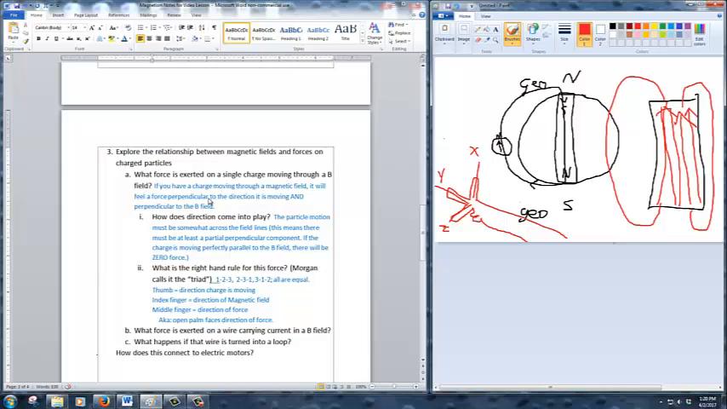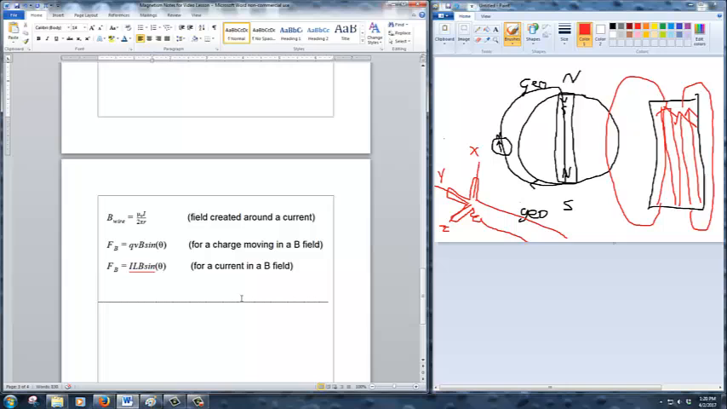What force is exerted on a single charge moving through a B field? So again, it has to be cutting across the magnetic field, and the equation for this, if we zoom down to here, is magnetic force is QVB sine theta. So Q is the size of the charge, V is the velocity of the charge, B is the magnetic field strength, and then sine theta.